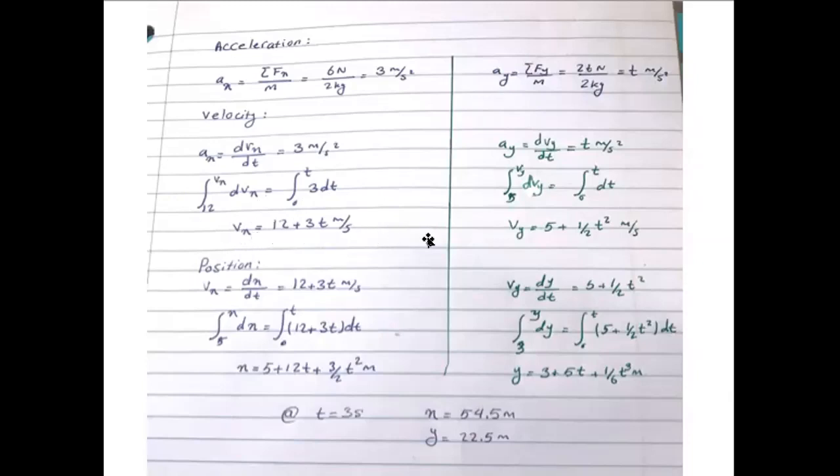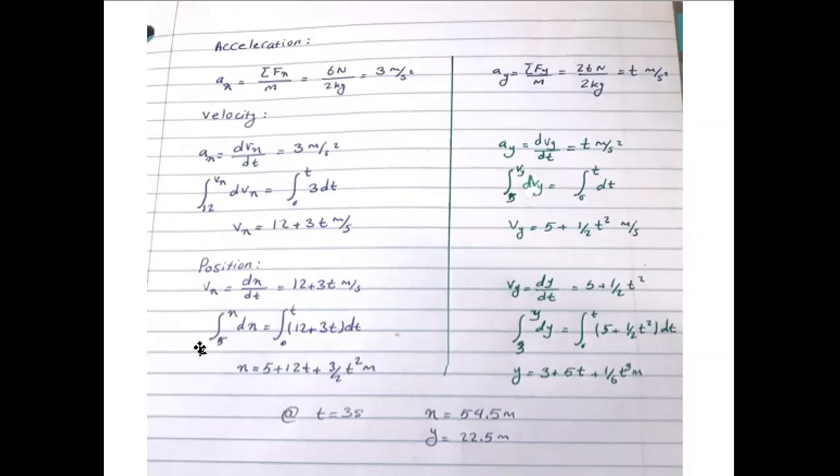For the y direction, at time 0, the velocity is 5 meters per second. When we integrate both sides, we find the velocity in the y direction. And finally, to find the position of the particle, we integrate the velocity in the x direction and y direction.